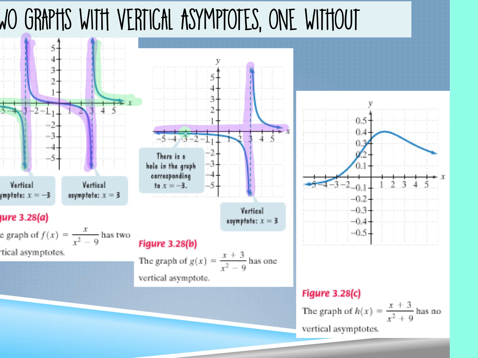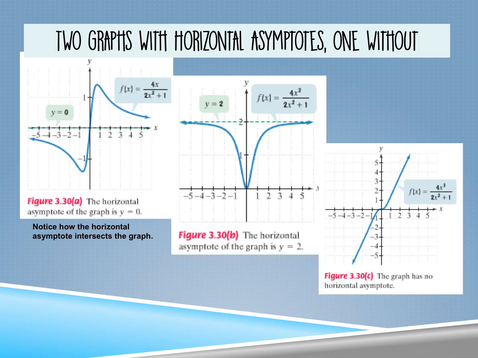Wait, you said the second one has vertical and... Yeah. And this time the horizontal doesn't cross. But then it actually has a hole. Again, we're going to talk about that later, but it has a hole.